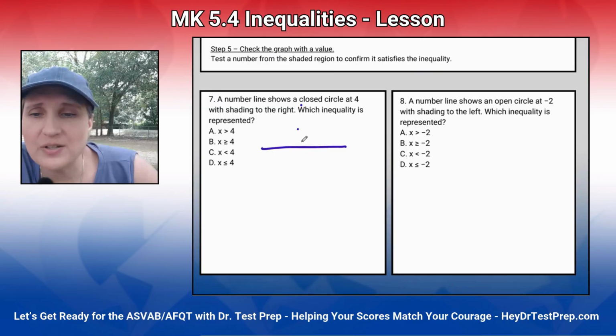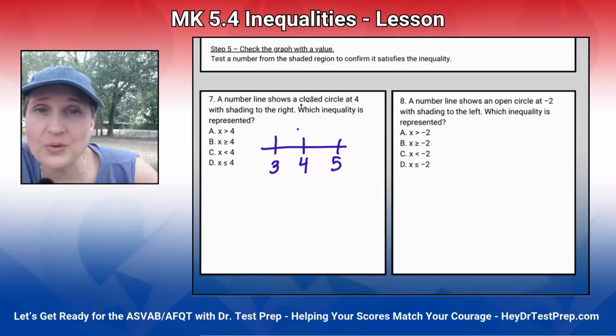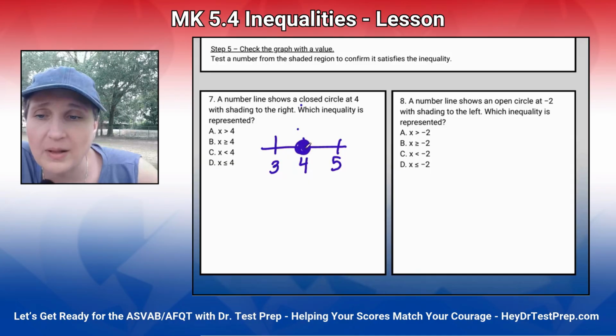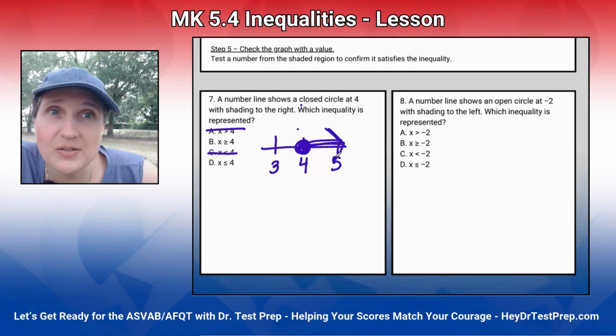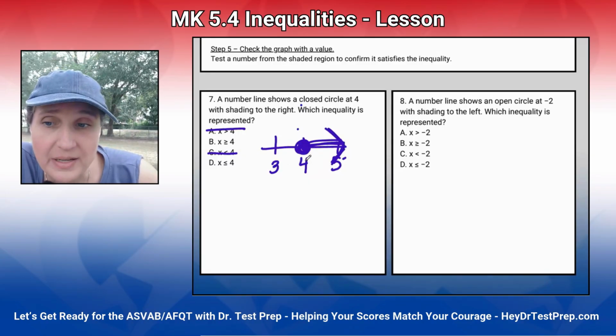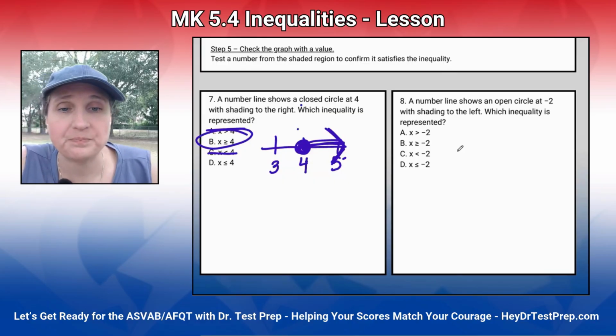I tell my students, write the number in the middle and write 1 lower and 1 higher. So it says a number line shows a closed circle at 4. Closed circle at 4, so right away, it can't be C or A. Then it says shading to the right. This is the right. So my answers are all numbers that are bigger than or equal to 4.